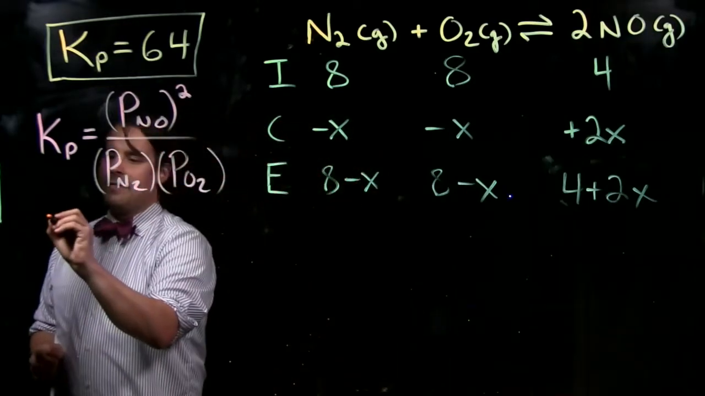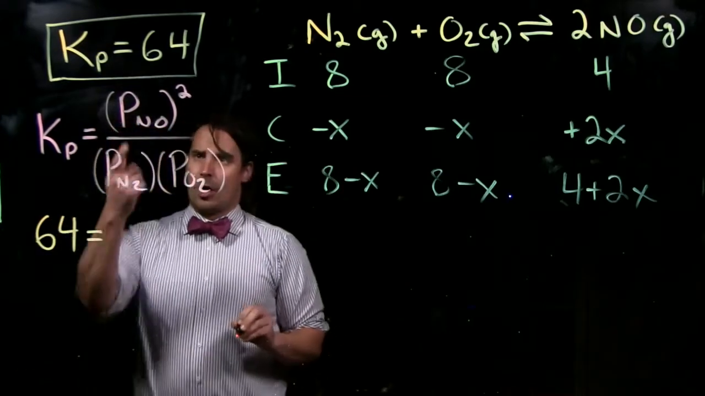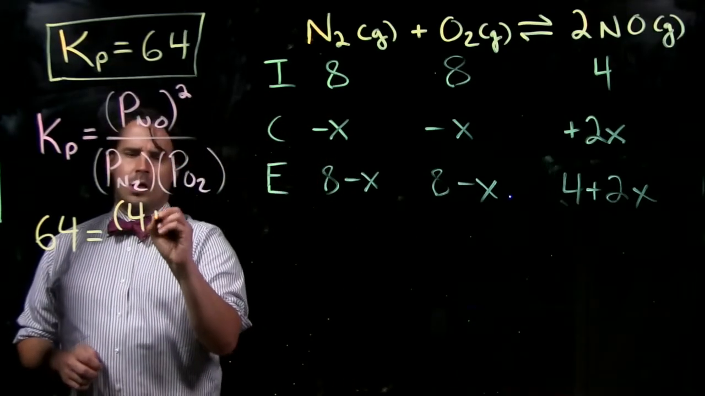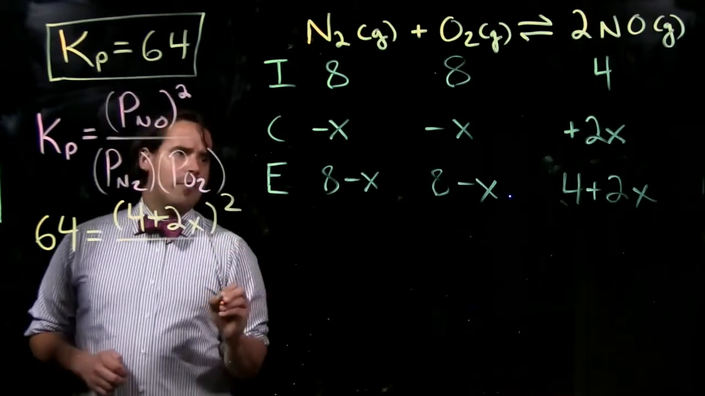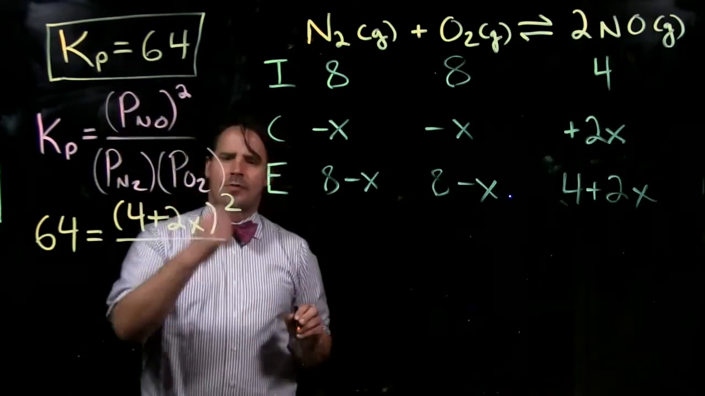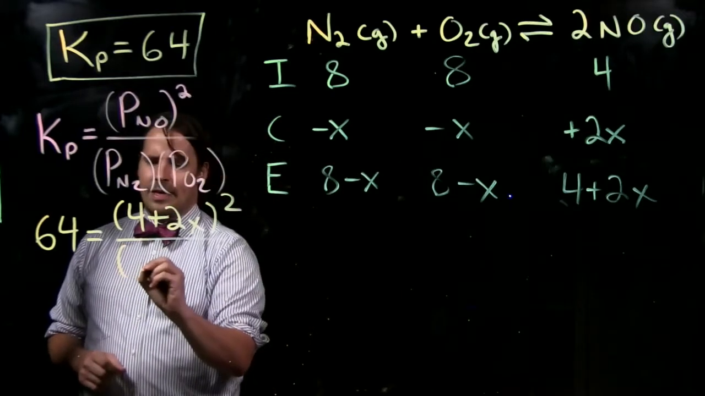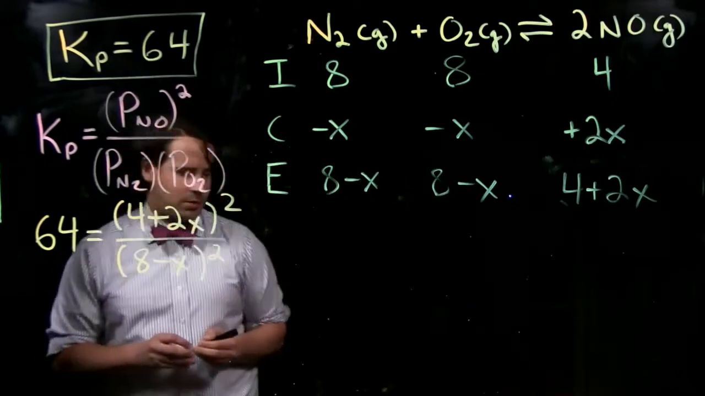So our Kp value, as we said before, at this temperature is 64. Our pressure of NO is 4 plus 2x, so it's going to be (4 plus 2x) squared over the pressure of N2 and the pressure of O2, which are both 8 minus x. So 8 minus x times 8 minus x, let's simplify this and just make it (8 minus x) squared.